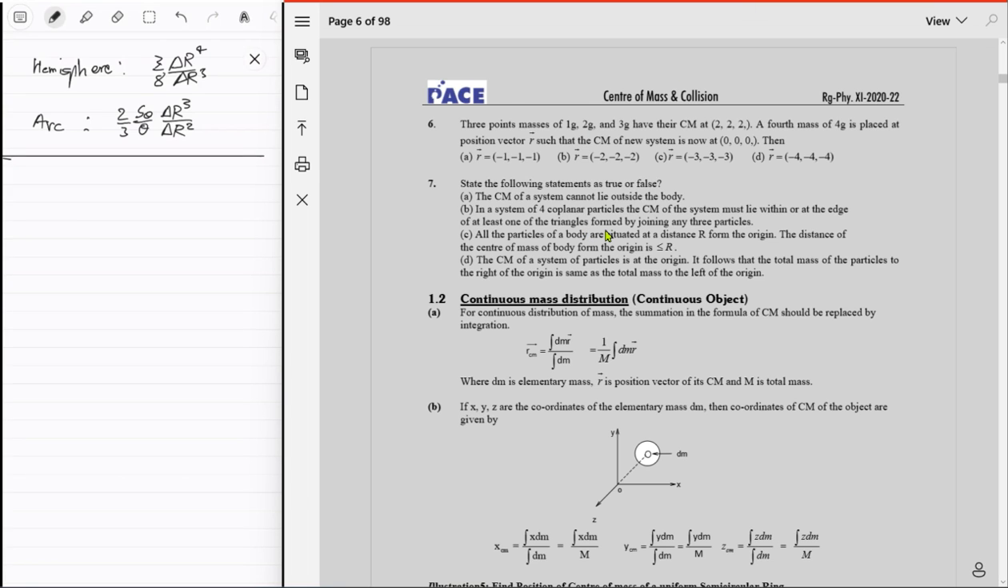All the particles of a body are situated at a distance r from the origin. Wait, what? Other particles of the body are situated... Oh, okay. The distance of the center of mass of the body from the origin is less than or equal to r. Very interesting. So they are always at r distance. That actually, hmm. Yes, and in fact, it's correct. So it's like a weighted average, isn't it?